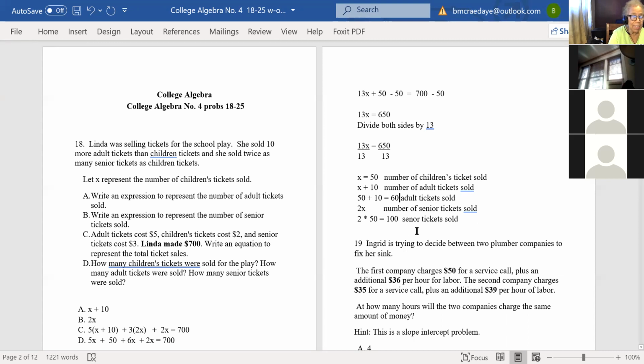Now we want to check to see if it's equal, right, to 700. So the children would be 50.